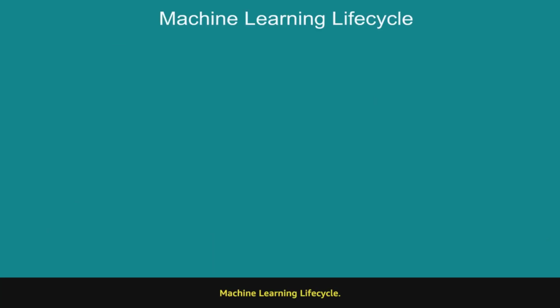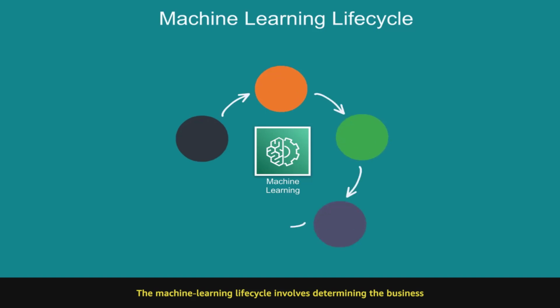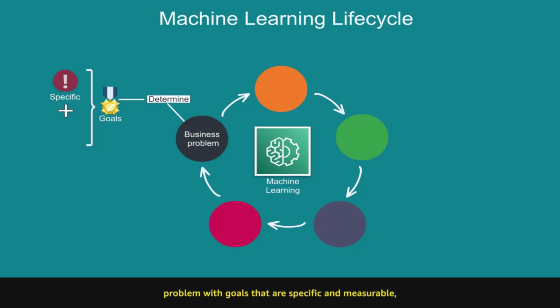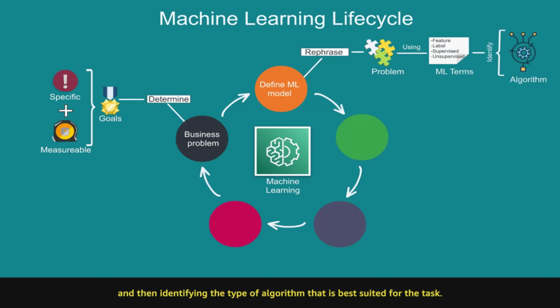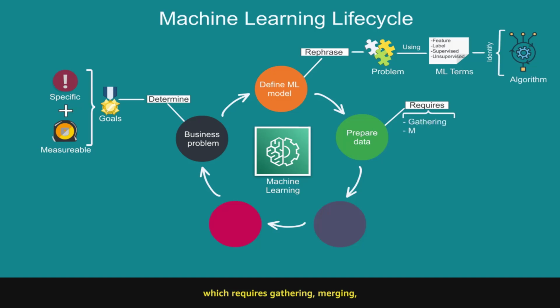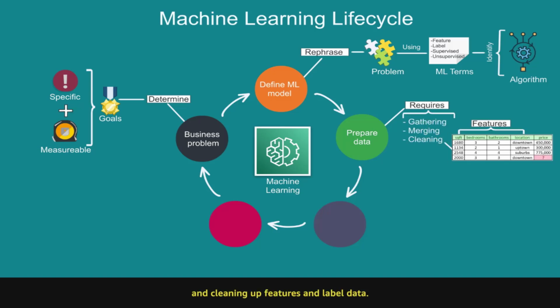Machine learning lifecycle. The machine learning lifecycle involves determining the business problem with goals that are specific and measurable. Defining the machine learning model by rephrasing the problem using ML terminology, and then identifying the type of algorithm that is best suited for the task. The next step is to prepare the data, which requires gathering, merging, and cleaning up features and label data.